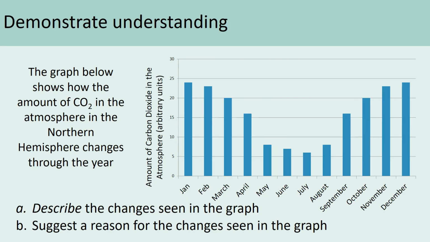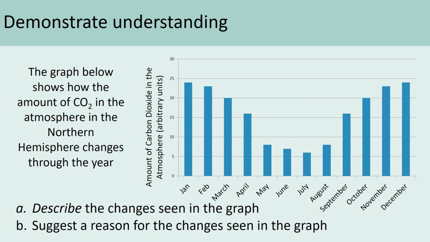Okay, so let's see how much we understand of what is going on. So the graph on the right-hand side shows the amount of carbon dioxide in the atmosphere in the northern hemisphere and how it changes throughout the year. So you can see in January, there's high levels of carbon dioxide, then it goes down to July, and then it goes back up to December, and obviously repeats. So there's a couple of questions on here.